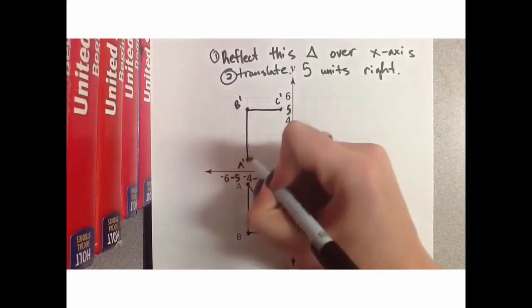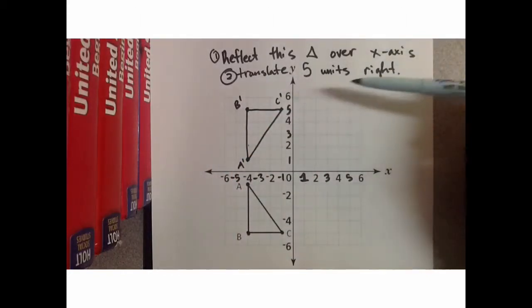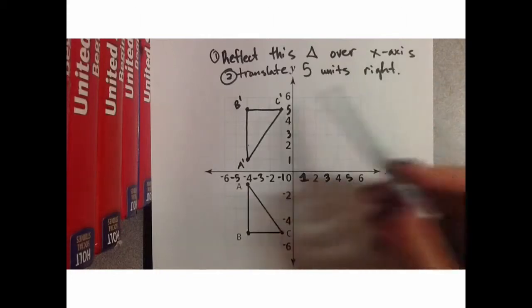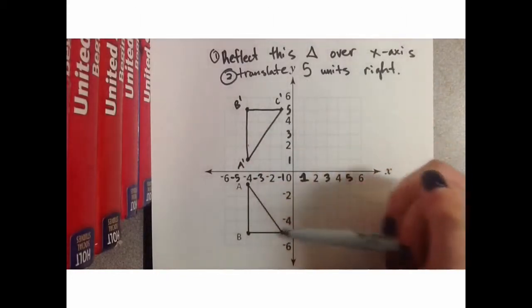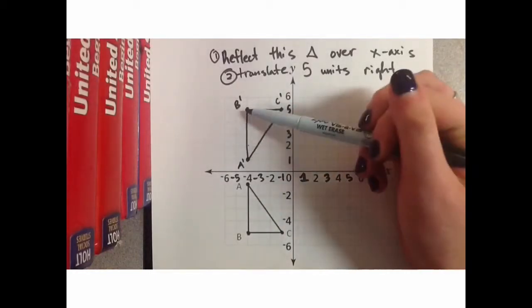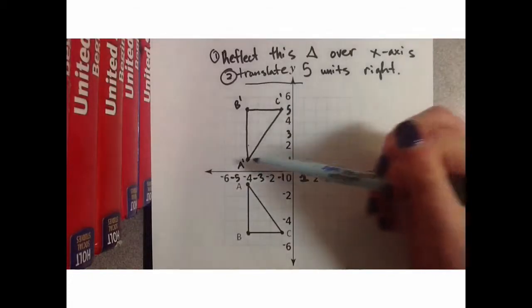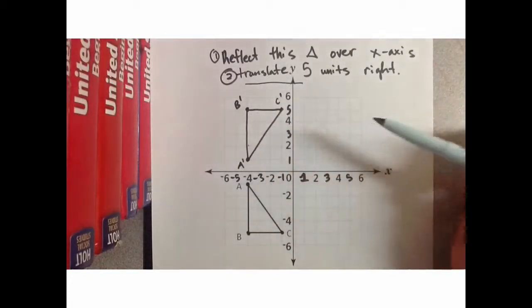Now, this was our first transformation, but I still have to translate this 5 units to the right. So all I'm going to do is I'm now no longer worried about this triangle. I'm now worried about this triangle, A prime, B prime, and C prime, and translating it 5 units to the right. So all I'm going to do is I'm going to take each point and I'm going to move it 5 units to the right.